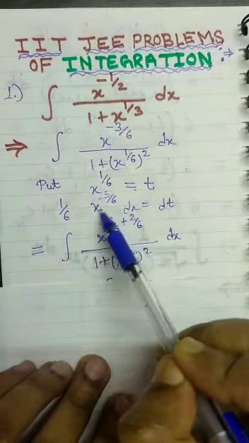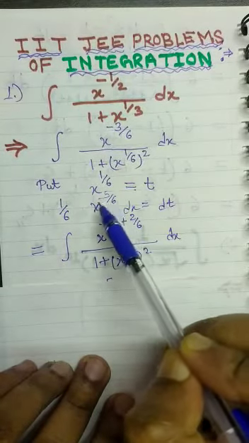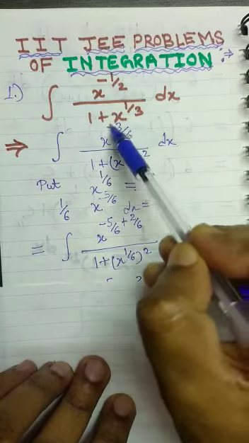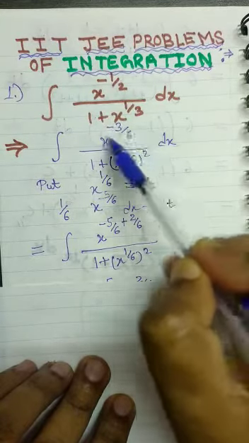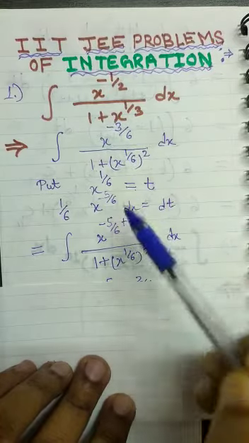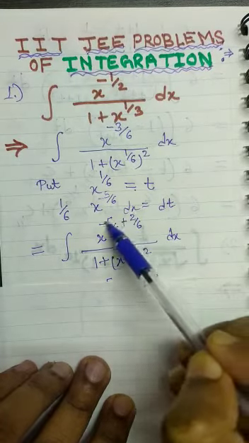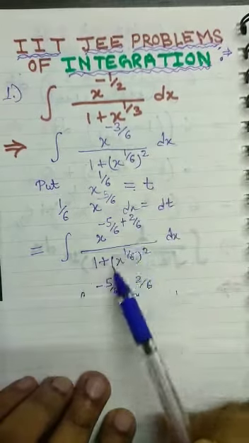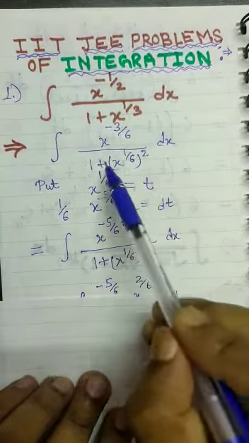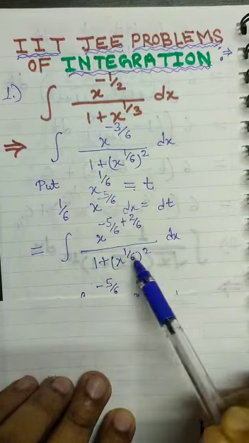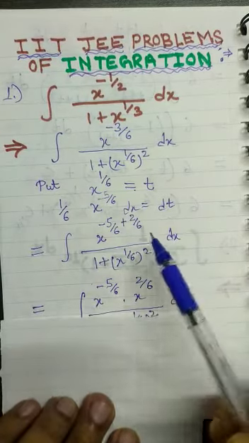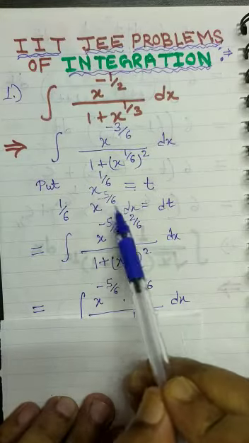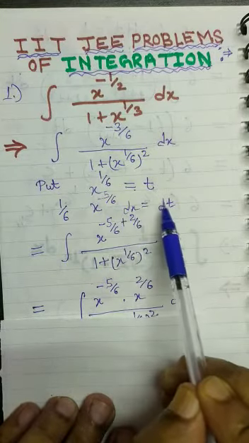Now we have here x to the power minus 5 by 6, but in our problem we have minus 3 by 6. So I am going to make minus 3 by 6 in terms of minus 5 by 6. So minus 5 by 6 plus 2 by 6 is always equal to minus 3 by 6, divided by your denominator 1 plus x raised to the power 1 by 6 squared. Now 1 by 6 take the other side, so x to the power minus 5 by 6 dx equals 6 dt.